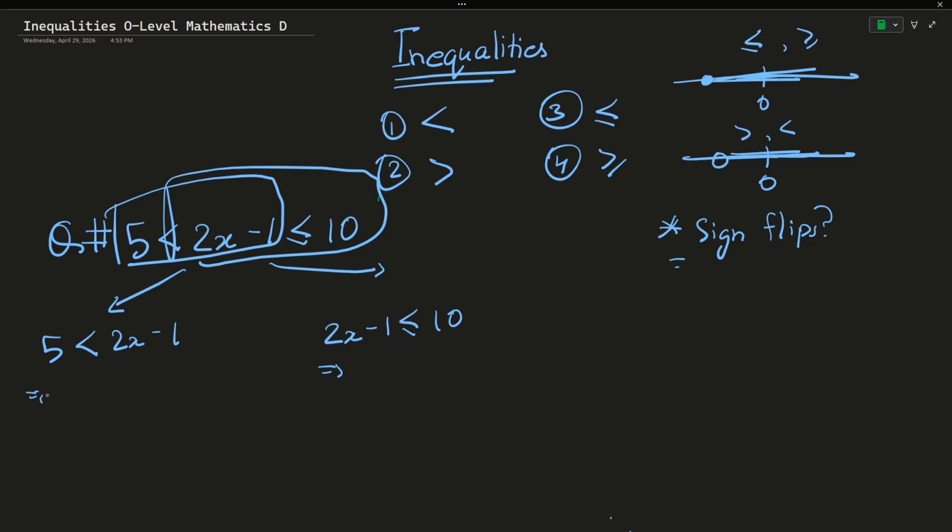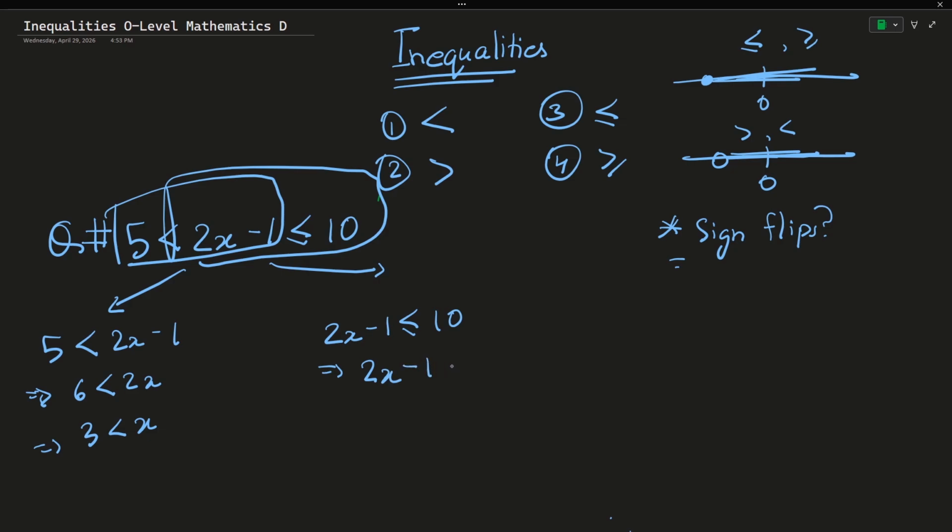So in our first expression, if I add 1 to both sides, it becomes 6 is less than 2x, and this becomes 3 is less than x if I divide both sides with minus 2. And yeah, if I have divided both sides with minus 2, the inequality sign would have flipped, but that was not our correct solution.